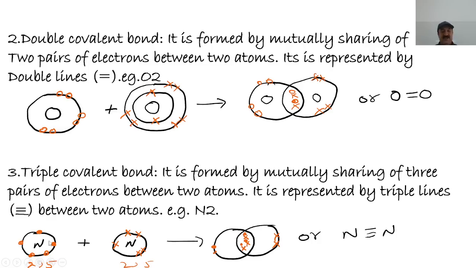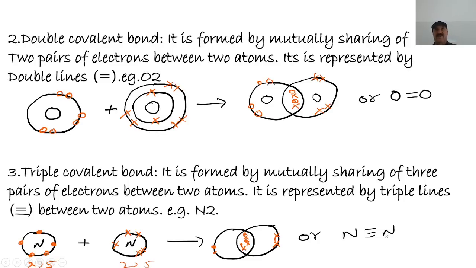This is 1 nitrogen. There are a total of 7 electrons. So 2 electrons in the first shell, no need to draw it, and 5 electrons in the last shell. You will draw only the last shell or valence shell. This is another nitrogen. You will write here N and N and form a triple covalent bond.